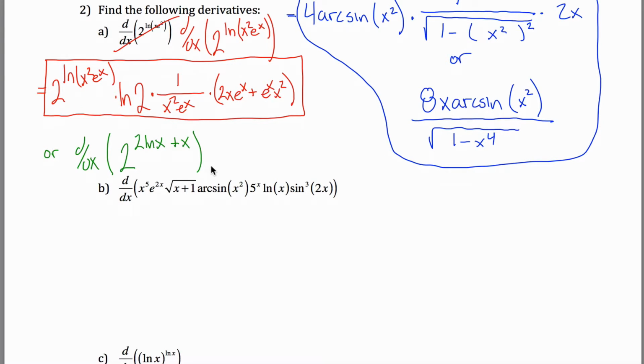So if you wanted to do some log rules right off the bat, you could rewrite the problem so that it looks like this. In which case you'd get 2 raised up to some stuff, that stuff being 2 times the natural log of x plus x, and you multiply by the natural log of 2, but then you're not done. You have to multiply that by the derivative of the stuff. Well, the derivative of the stuff in this case would be the derivative of 2 times the natural log of x, which is 2 times 1 over x, plus the derivative of x, which is just 1.